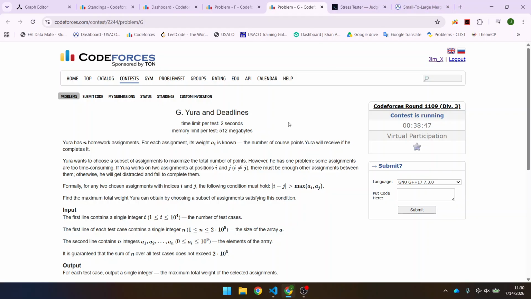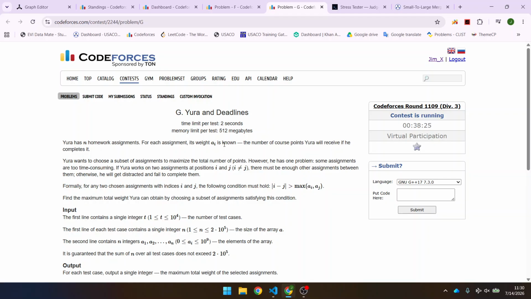Okay, so Ira has n homework assignments. For each assignment, its weight a_i is known, the number of course points Ira will receive if he completes it. He wants to choose a subset of assignments to maximize the total number of points. However, he has one problem. Some assignments are too time consuming.